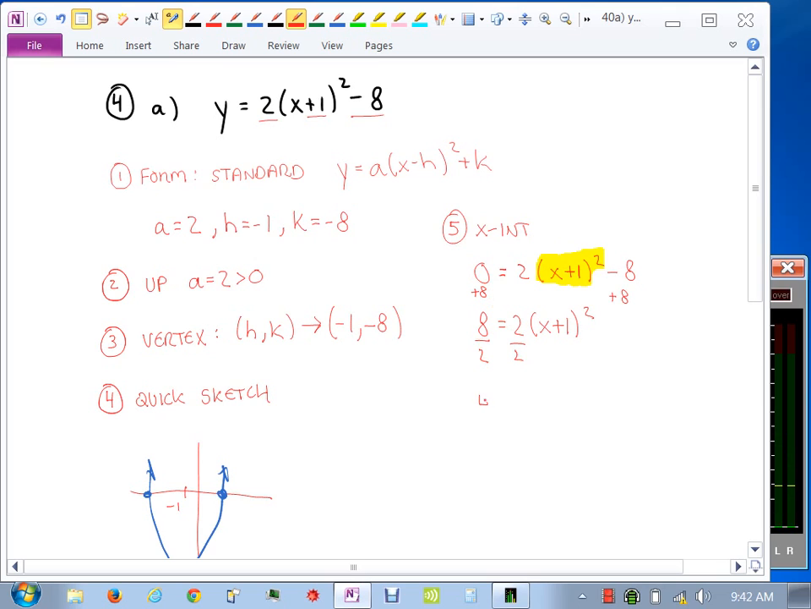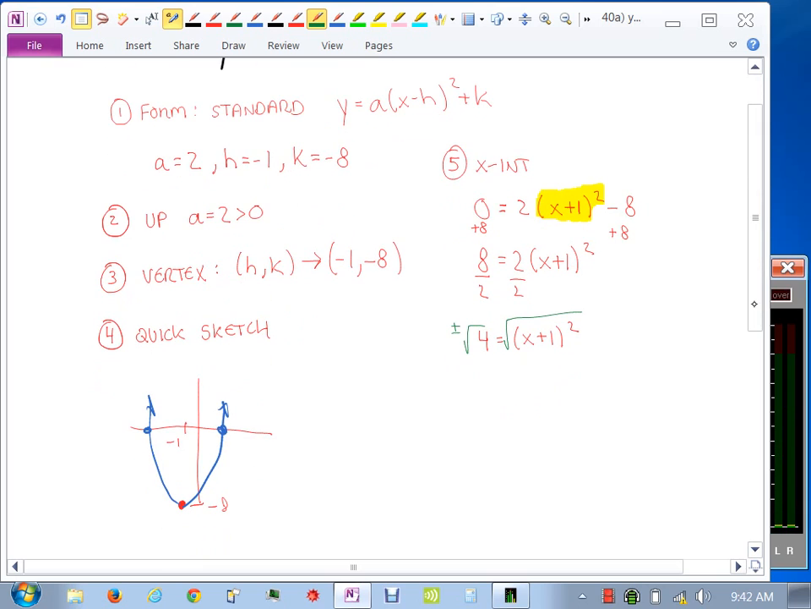That'll give me 4 equals x plus 1 squared. And now a very important step, I'm going to take the square root on both sides. And remember, when you do that, plus or minus. So the square root of 4 is 2, and so we have plus or minus 2 equals, now this square root and square cancel, so we get x plus 1. And now I will subtract 1 on both sides to get negative 1 plus or minus 2 equals x.